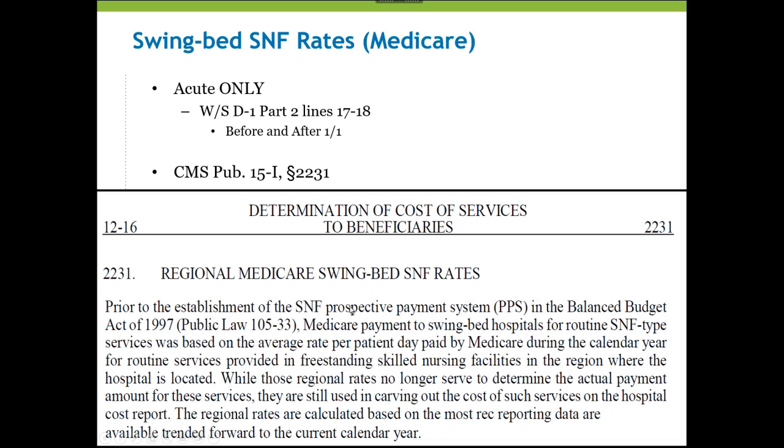Prior to the establishment of the SNF PPS system, Medicare payment to swing bed hospitals for routine SNF-type services was based on the average rate per patient day. Now, again, that is still the case for the critical access hospital, but that's no longer the case for acute care hospitals because they're paid on PPS.